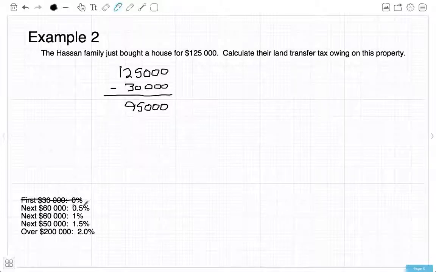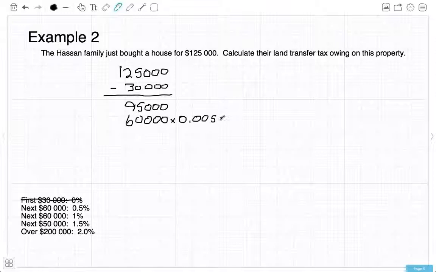The next $60,000 is taxed at 0.5%. So we look at the remaining value and we can see we have more than $60,000 remaining, so we're going to have to move even up past that point of the chart. But for this $60,000 we need to charge 0.5%. So I'm going to rate $60,000 as the next amount that I'm going to tax, and I'm going to times that by 0.5%. Remember, when you're working with percentages, you have to either divide the percentage by 100 or move the decimal 2 times to the left, giving you a percentage rate here of 0.005. And when you do 60,000 times 0.005 on your calculator, you should get $300.